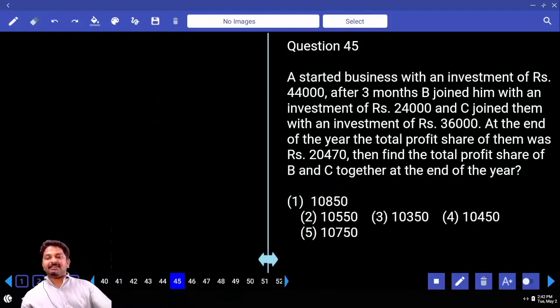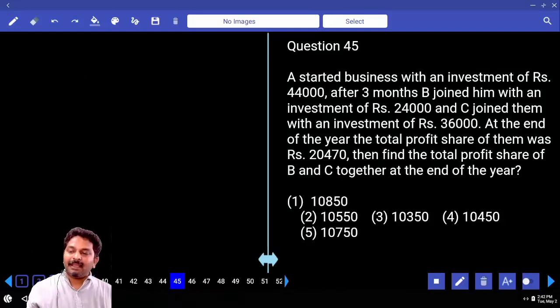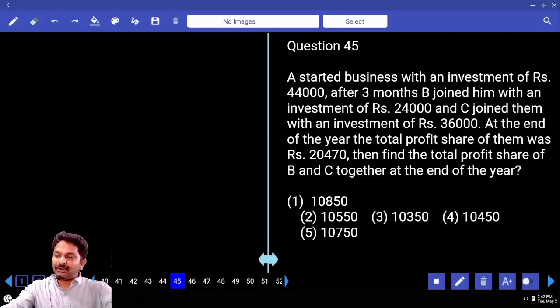A started a business with an investment of 44,000. After 3 months, B joined him with an investment of 24,000. And C joined with an investment of 36,000. At the end of the year, total profit share of them was 20,470. Find the profit share of B, C together at the end of the year.